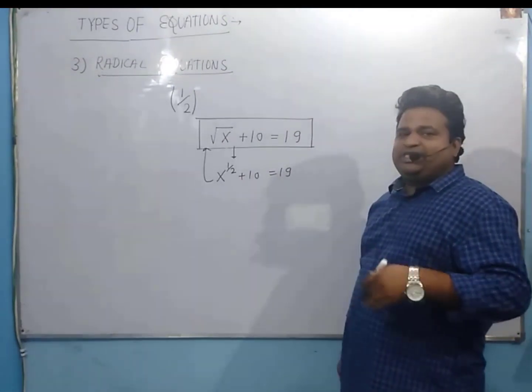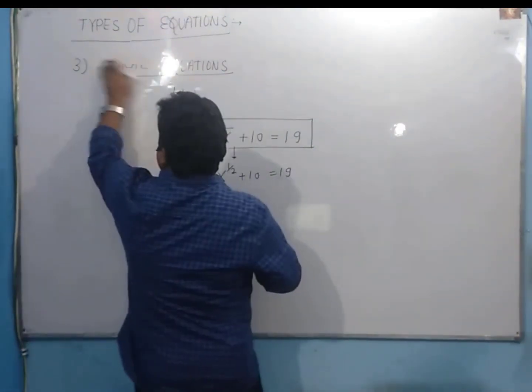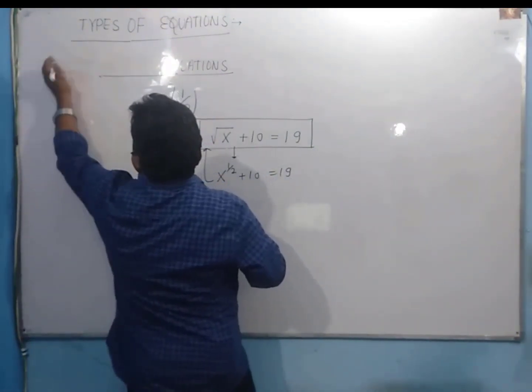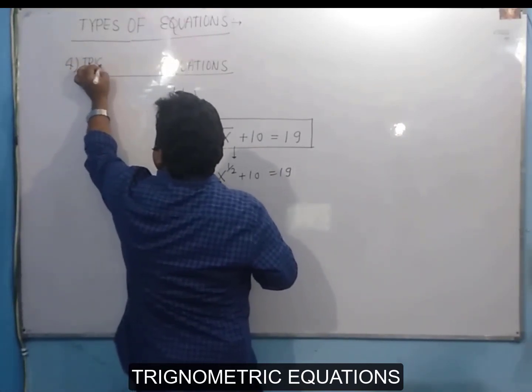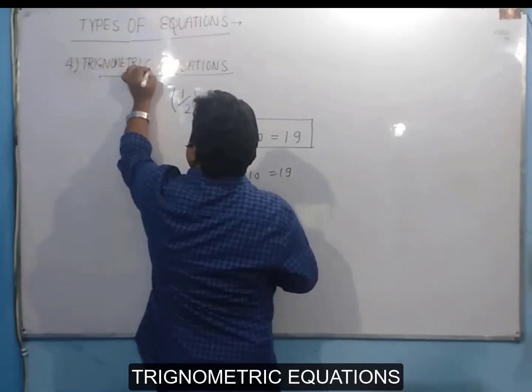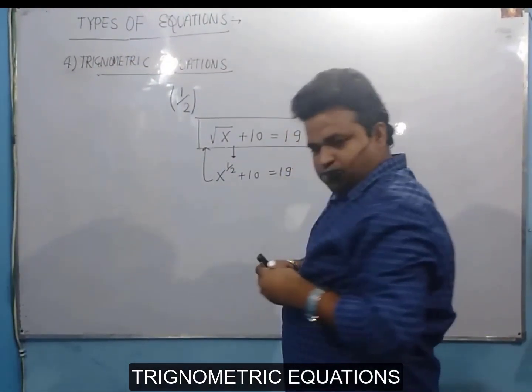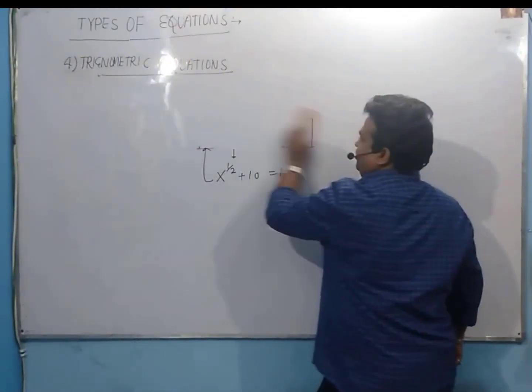Now move to the next basic equation, which is trigonometric equation. Trigonometric equation, the fourth one. Now, what do you mean by trigonometric equation? क्या होता है trigonometric equation?